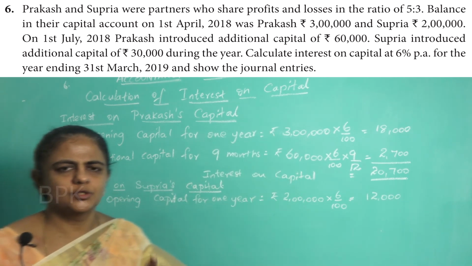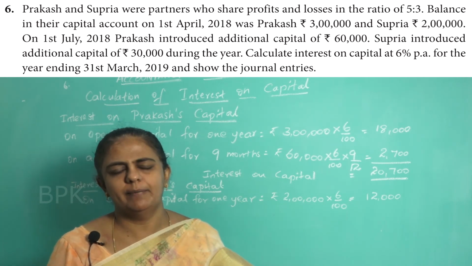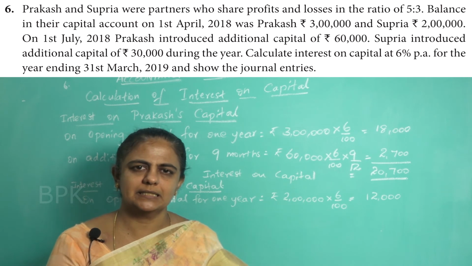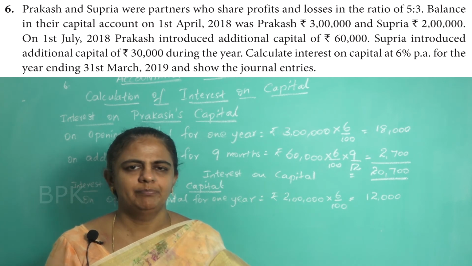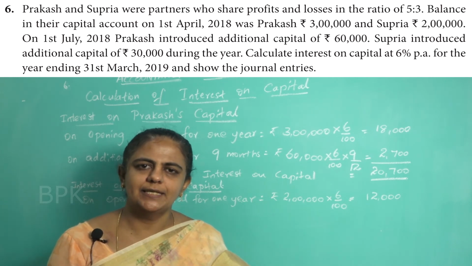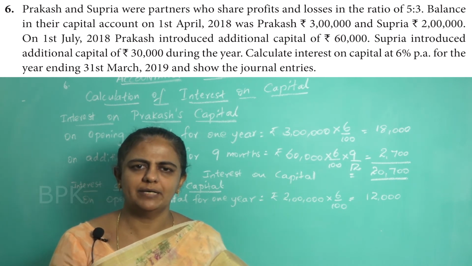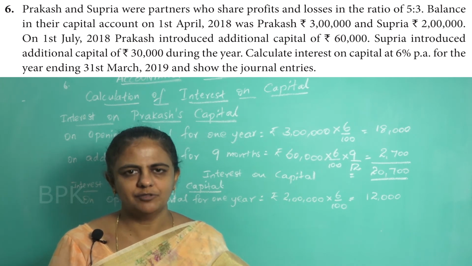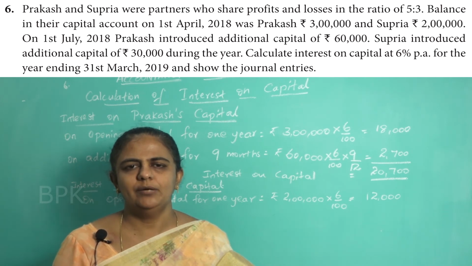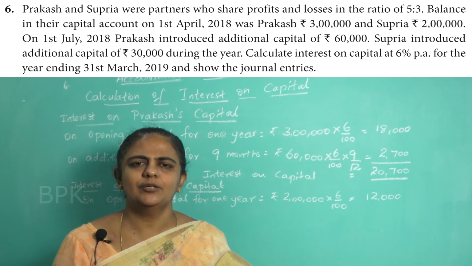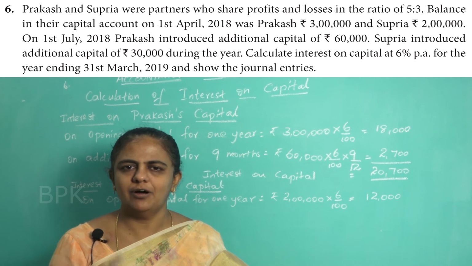Then you see the question, Supriya is introducing additional capital during the year, it is told, but when she is introducing we don't know. Prakash, it is clearly given, he introduced only on 1st July, but for Supriya nothing is mentioned there. So when the date of introduction of the additional capital is not mentioned, we don't know how many months to calculate. So in that case, what you have to do? You have to calculate only for 6 months. Is it clear? When the date of additional capital is not mentioned in the question, you have to calculate only for 6 months.